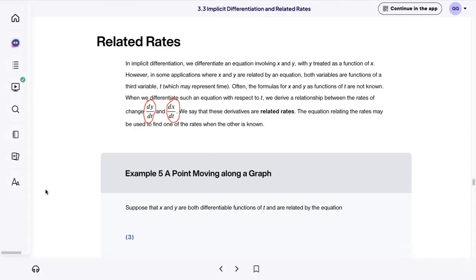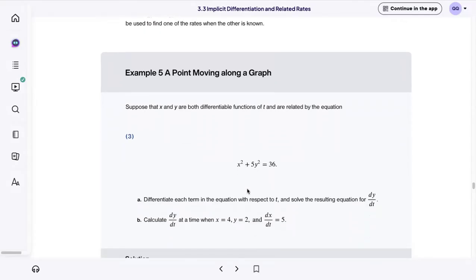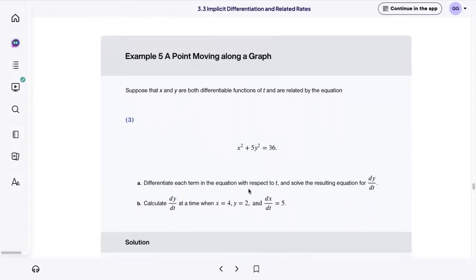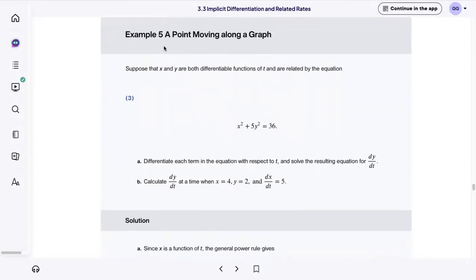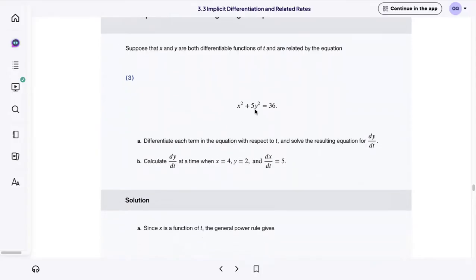Let's see some examples. So let's see this example saying a point moving along a graph. So this is x squared plus 5y squared equals 36. So the graph is like an oval shape, something like that. You can see this is a skewed circle. So it's an ellipse.